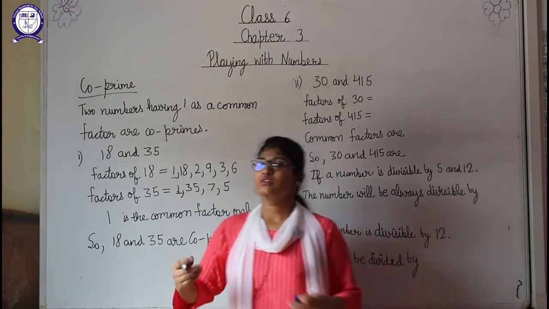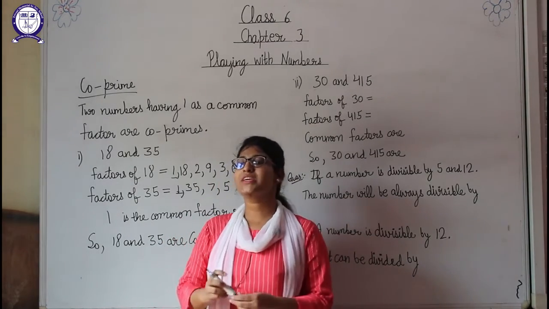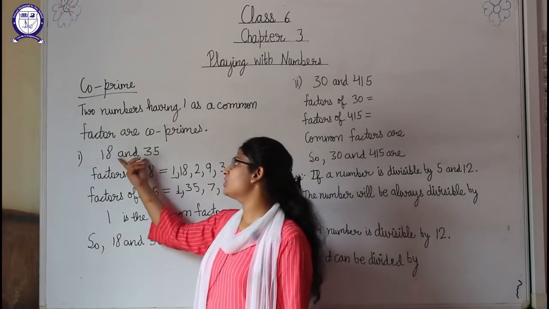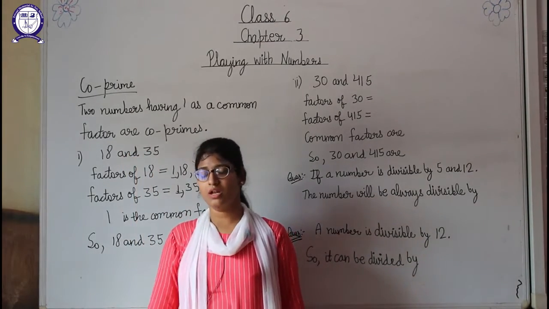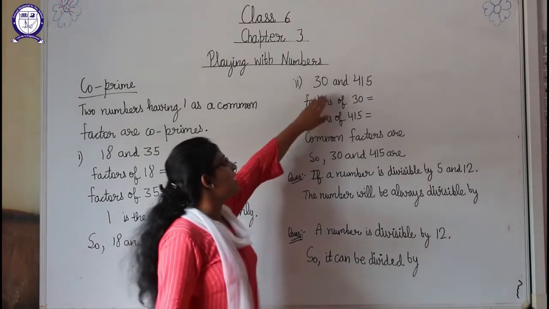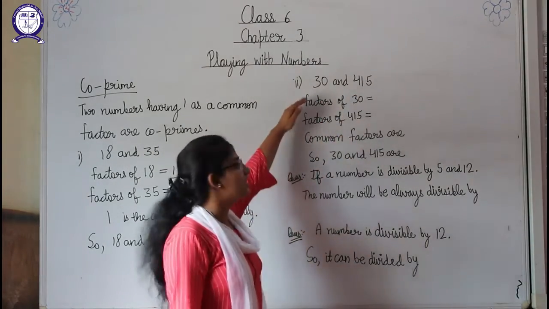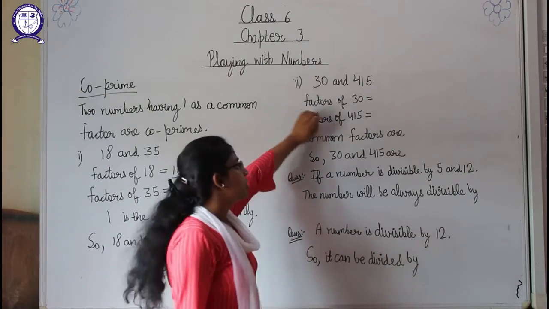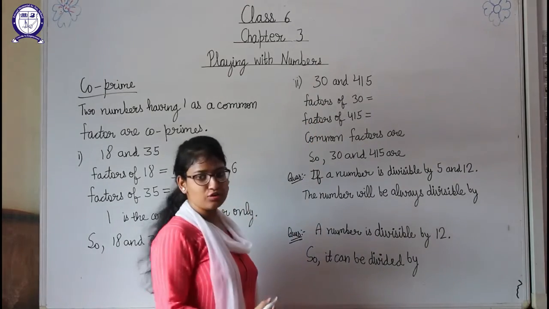And to simplify it, we can say that two numbers should not be in the same table. Okay, they will be co-prime. Now let's check 30 and 415, whether they are co-primes or not. First of all we will write the factors of 30.